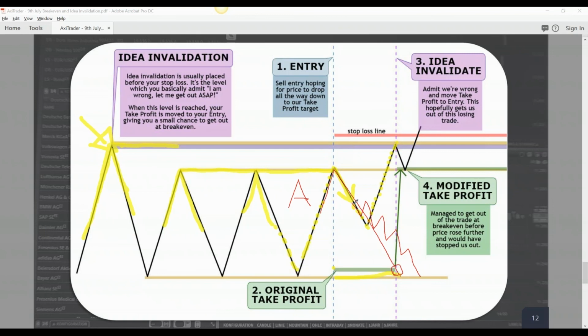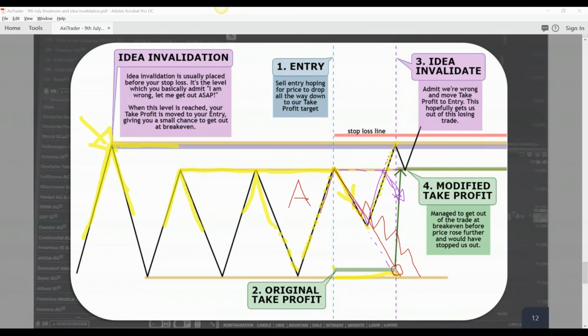Plan B is that, let me just go and change the color of my pen to, I guess, purple. Plan B is that it doesn't drop all the way down, but instead it comes all the way up and breaks this resistance level, which was my original plan. I was expecting price to keep dropping from this resistance level. But clearly, it didn't work out.